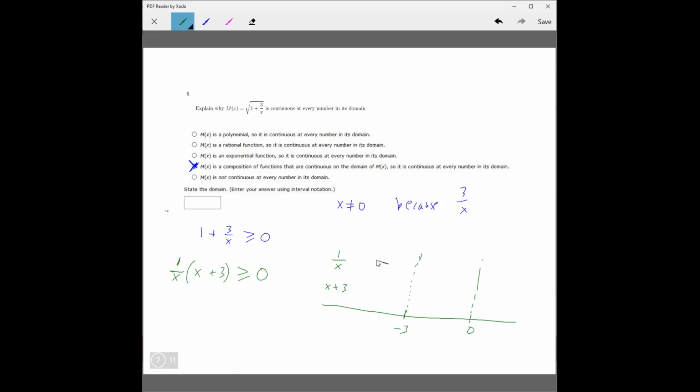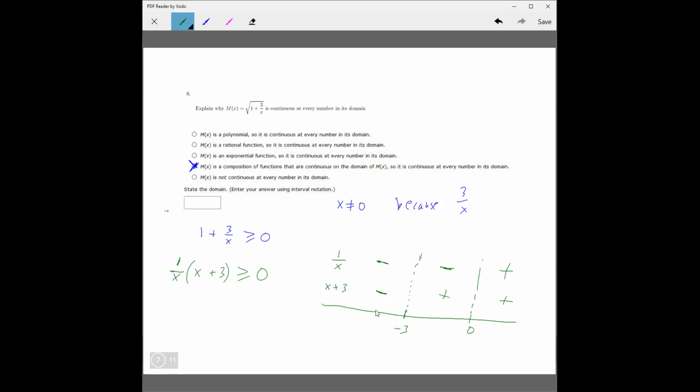Okay, so this is negative in this interval, that's the -3. Between -3 and 0, this is negative. But when x is greater than 0, 1 over x is positive. Okay, x plus 3 is negative here, and then positive there and there.